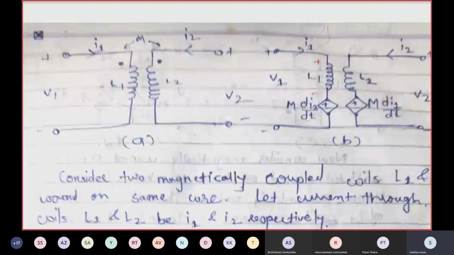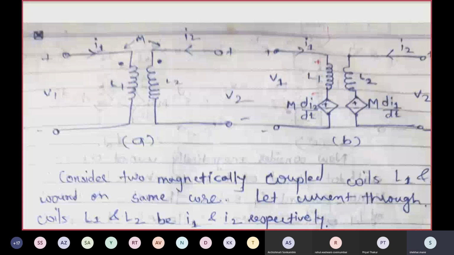Now see here, in diagram A, there are two coils having self-inductance L1, L2 and mutual inductance M. Current I1 is flowing through coil 1, current I2 is flowing through coil 2. Now consider only A part. Here two dots are shown for coil 1 and coil 2.